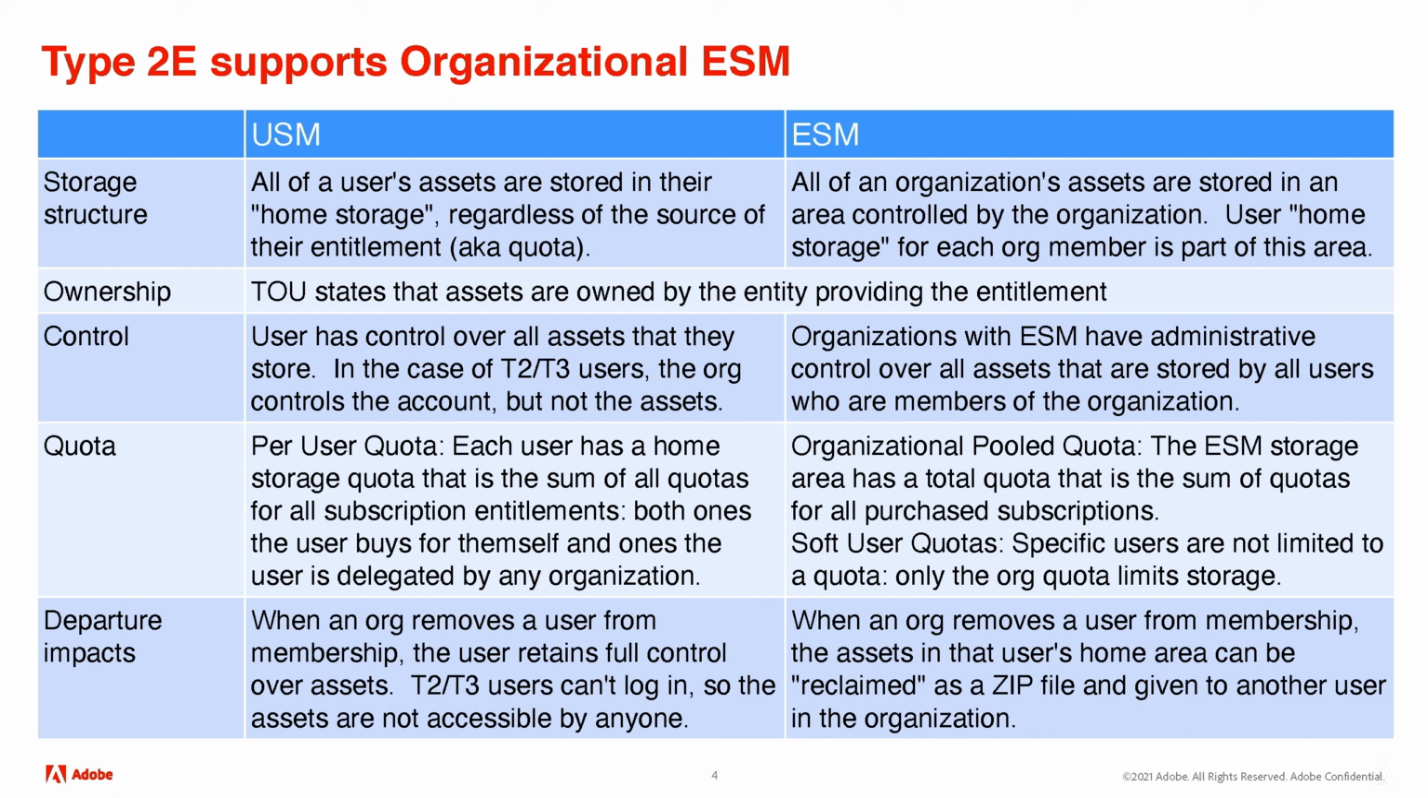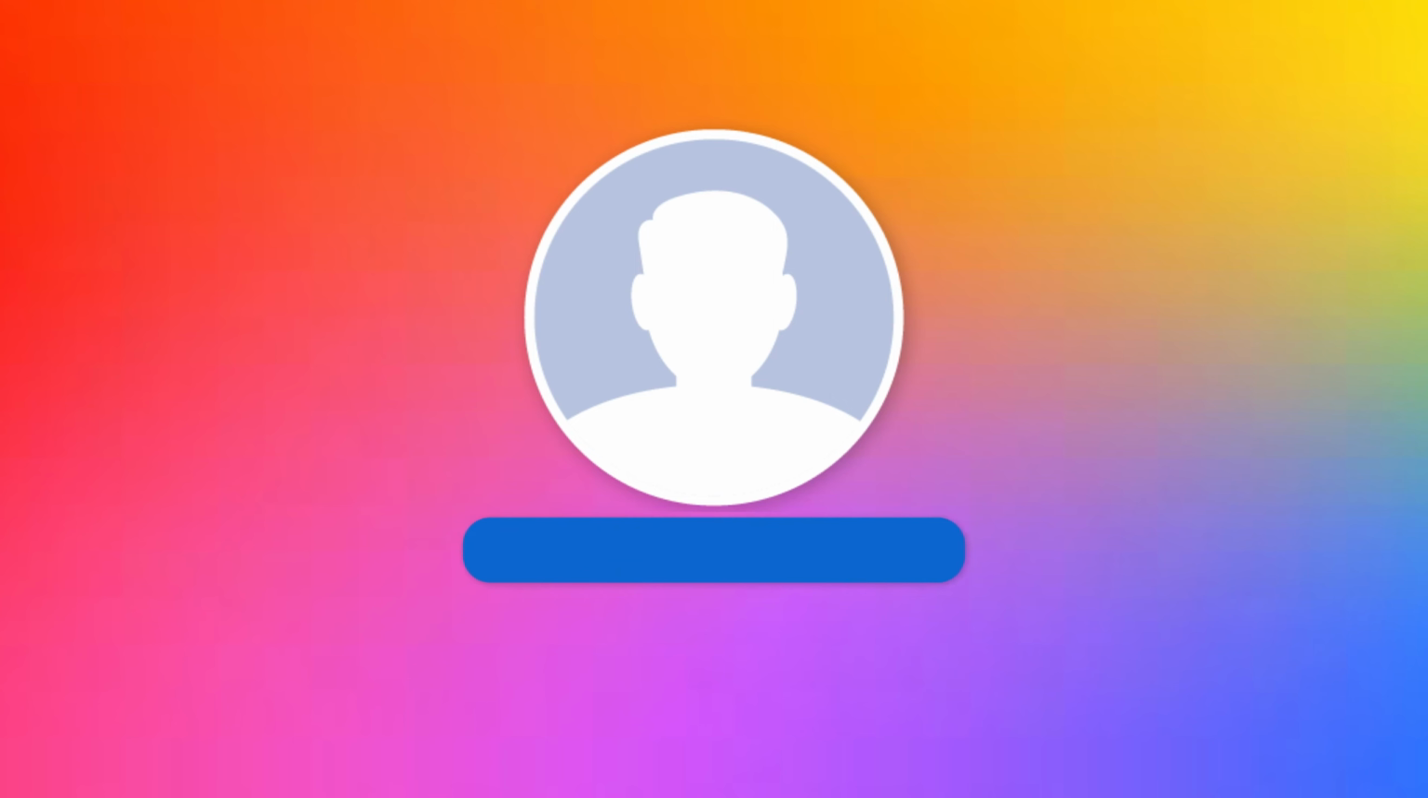In summary, the key difference between USM and ESM pertains to asset storage and asset reclamation. In USM, when an org removes the user, the user retains full control over the assets, whereas in ESM, upon user removal, the assets stay with the home storage directory owned by the organization. Let's now review the user login experience.